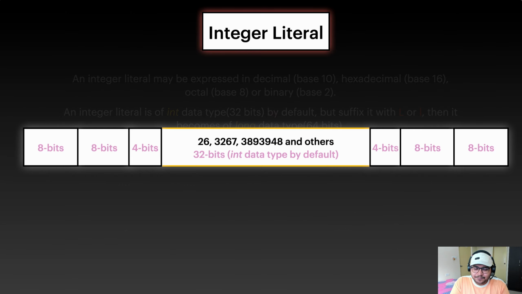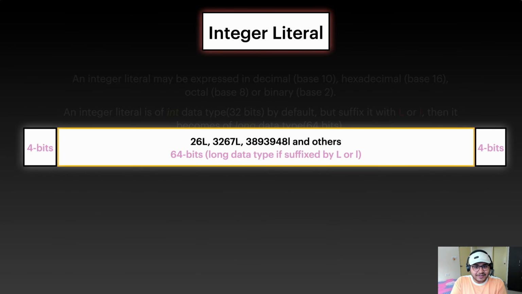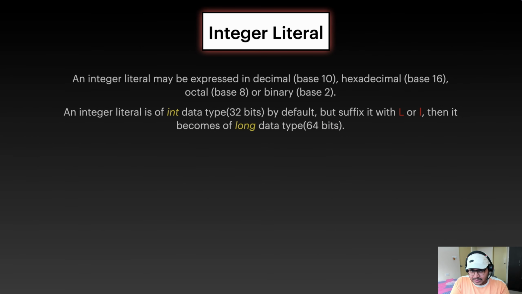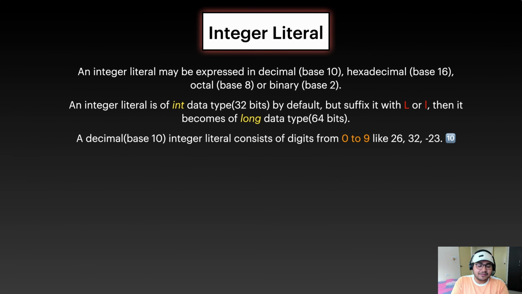For example, 26 and 3267 over here are of int data type and take 32 bits of space in memory. However, if you suffix L to the same numbers, it becomes 26L and 3267L, then they become of long data type and take 64 bits in memory. A decimal integer literal consists of 10 digits, that is from 0 to 9.